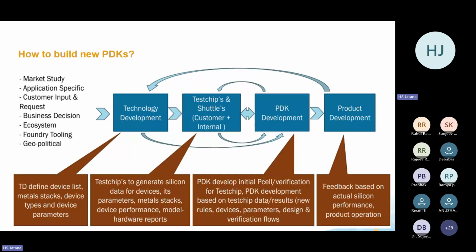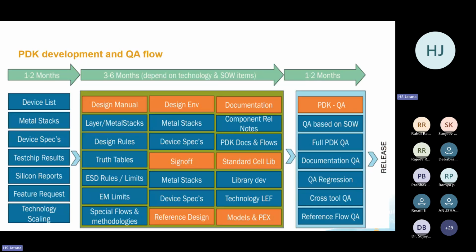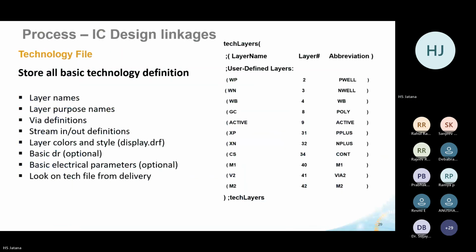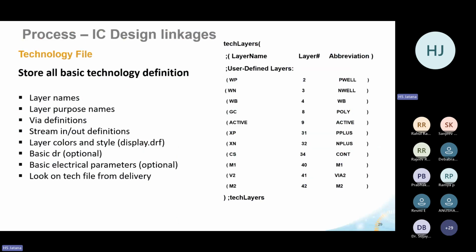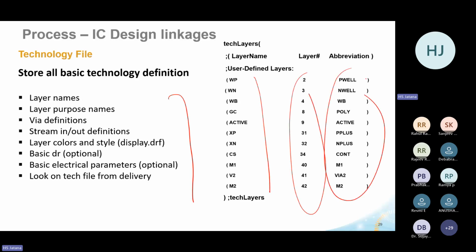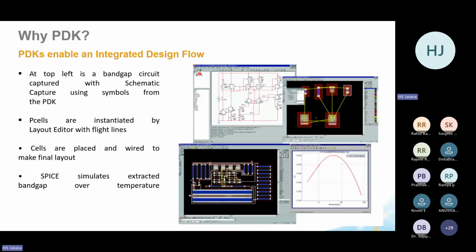Okay, so how to build the PDK flow and all those things I will skip. Again, one of the main components of the PDK is the technology file. The technology file will give the information of the various layers. It will have a layer name, layer number, layer abbreviation, and the color of that layer. Color is not shown here, but it will have a color so that you can see it. And the PDK can integrate a design flow very easily.